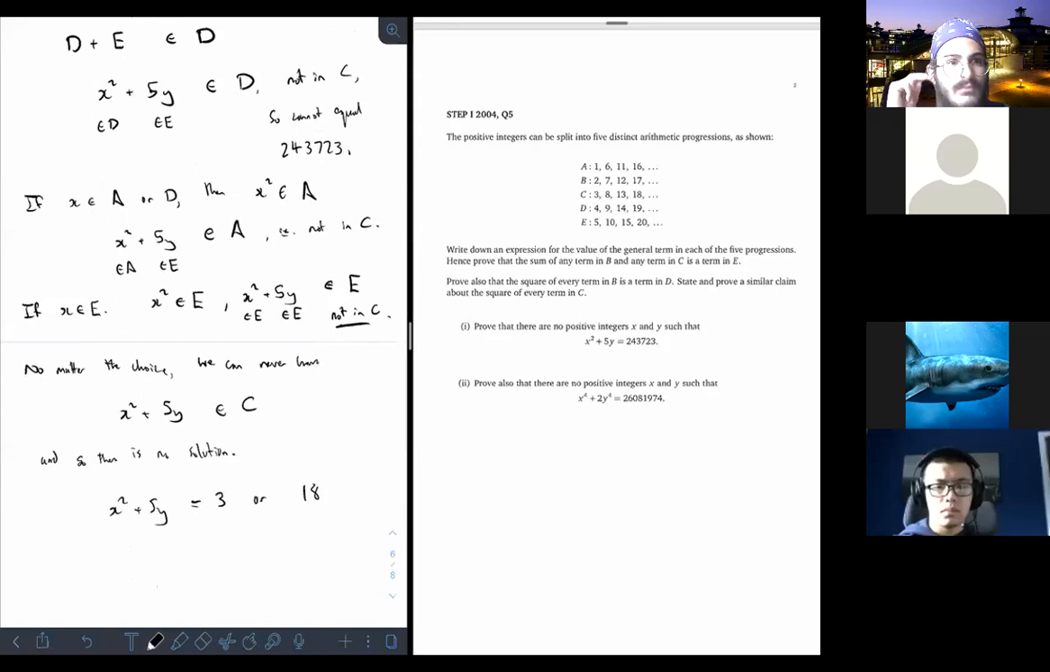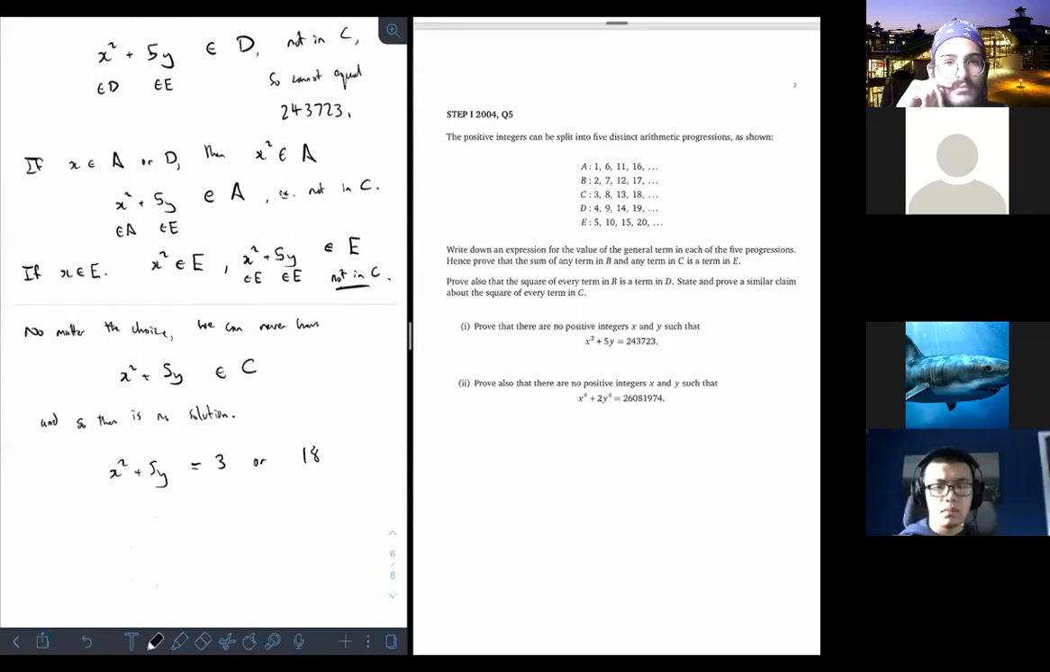The last part of the question, I won't talk about in detail, but you can do it in a very similar way, except this time we have powers of 4. So I'll give you a hint to consider: if x is in A, B, C, D, or E, where can x to the 4 lie? Which of these can it lie in? And by considering the cases, you should be able to prove that there are no positive integers such that this other expression holds as well.